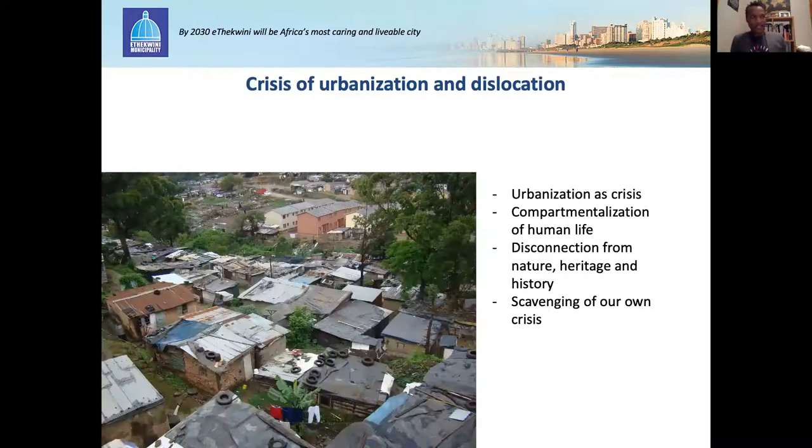So the next situation is the crisis of urbanization and dislocation. Urbanization is a crisis in itself because it dislocates us completely from our traditional environment, but also from the environment itself. You look at that picture, you already see a lot of poverty issues. You already see that it's not very green. There's very few trees. It's not really in touch with the environment. There's this compartmentalization of human life: it's a working space. So you come to the cities for economic opportunities, and this is a temporary living space. And then we become very disconnected from nature, from the heritage, from the history itself.